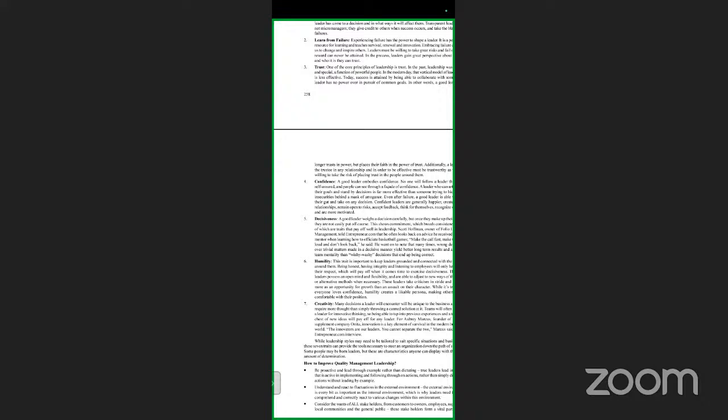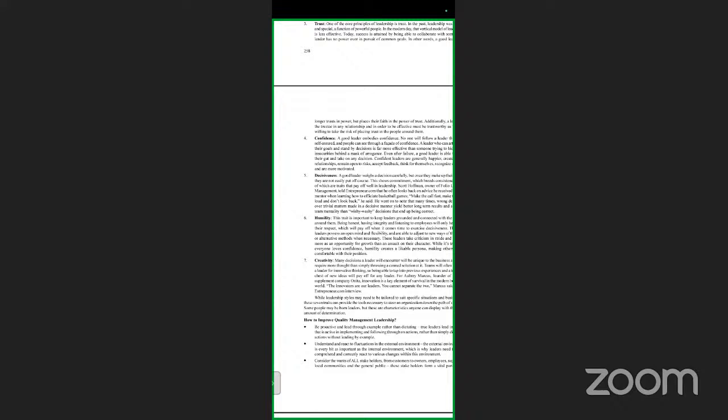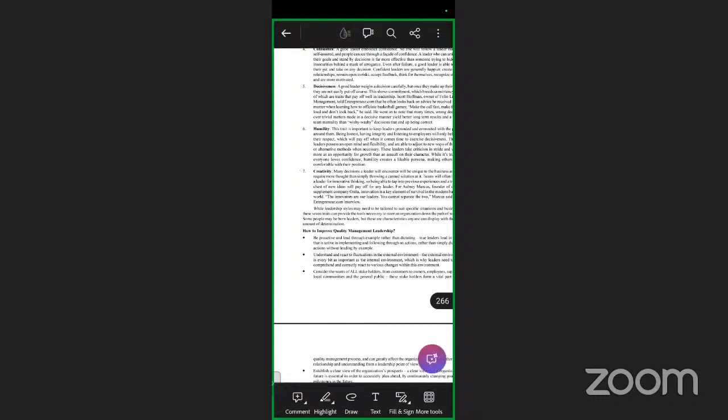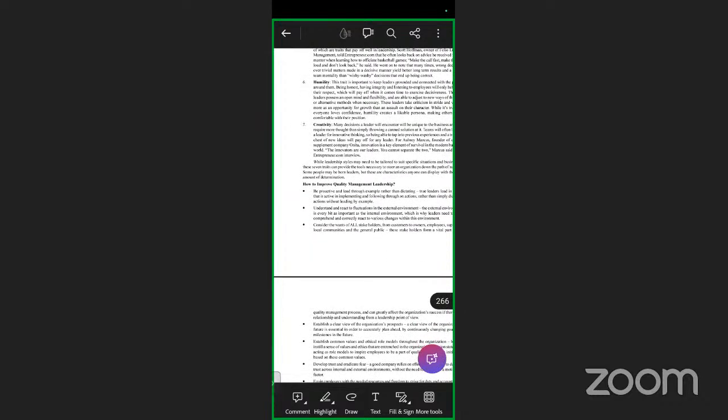How to improve quality management in leadership? Be proactive and lead through example rather than dictating. And you know the quality management leadership styles; I think you might have gone through leadership styles in MOB. So all those things come under here.